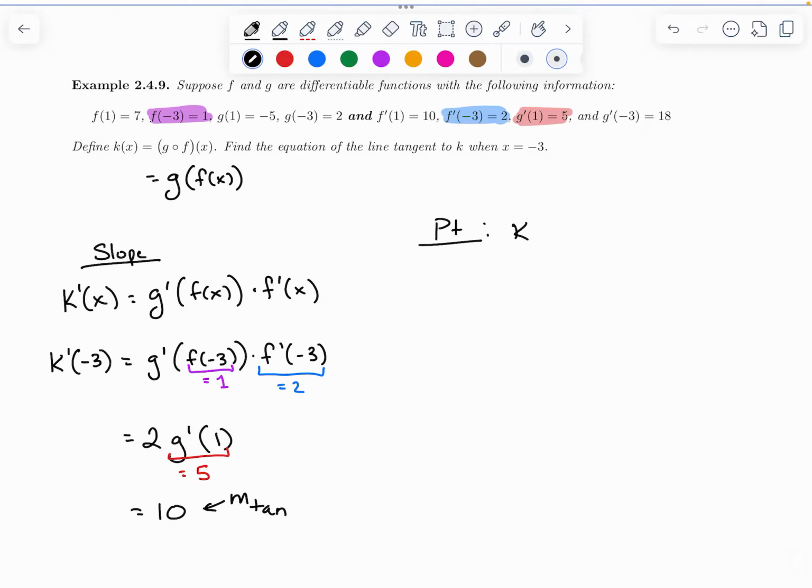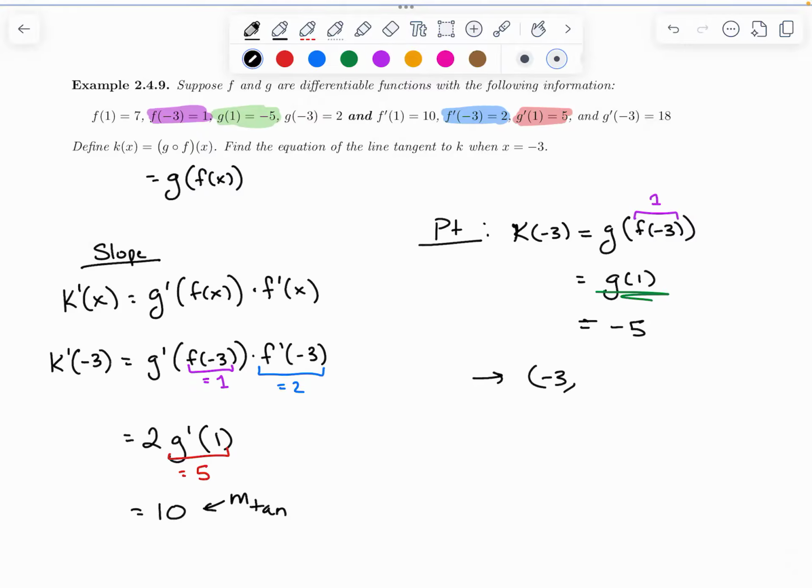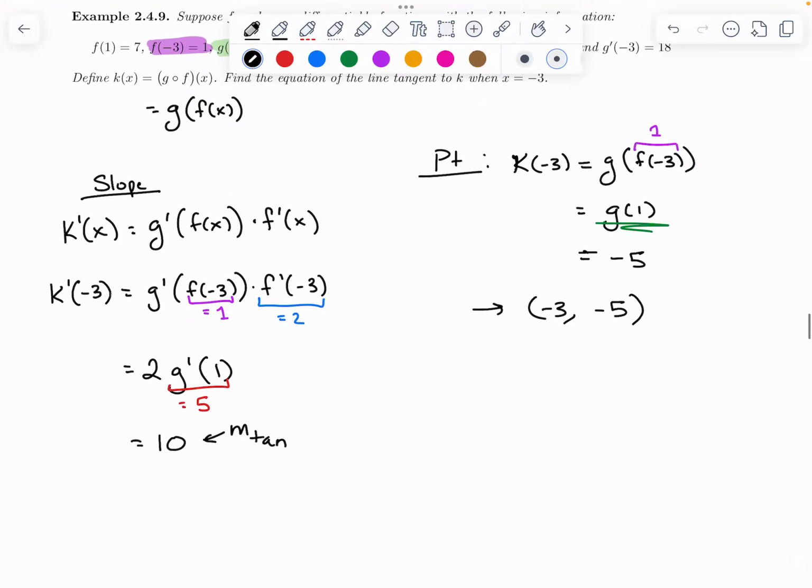And that's going to be finding k of negative 3. Not k prime, but k of negative 3, which is simply g of f of negative 3. Now we already found f of negative 3. That was equal to 1. So this is equal to g of 1, which we're going to need, let's use green. g of 1 is given right there in the information. So this right here is equal to negative 5. So we have the point, our x value is negative 3, our y value is negative 5. We have our point, we have our slope, we have everything we need.